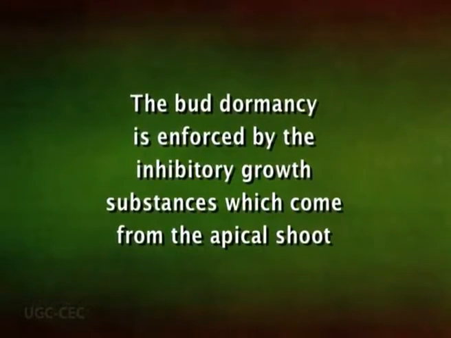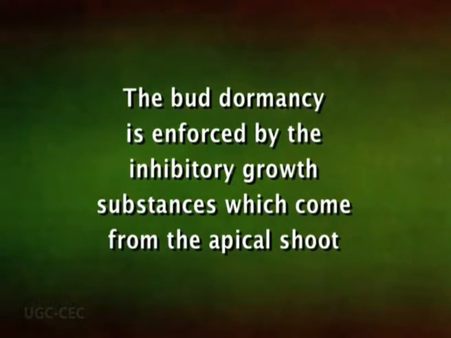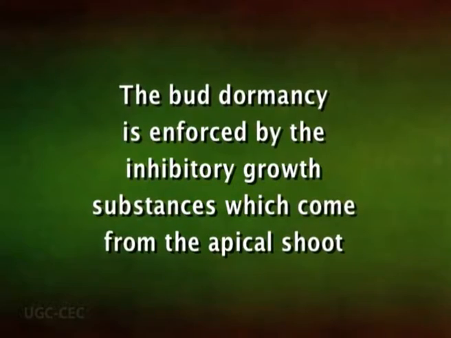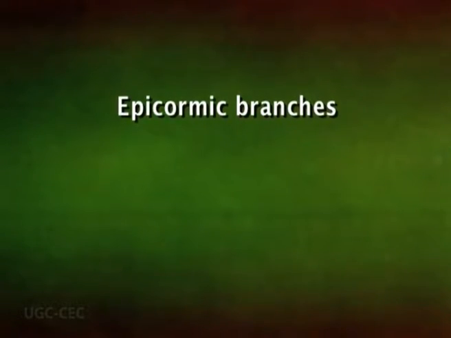The bud dormancy is enforced by the inhibitory growth substances which come from the apical shoot. In the event of damage to the crown, which may interrupt the flow of these inhibitory substances, the bud dormancy is relieved and the buds form new shoots which emerge from the stem. These newly developed shoots or branches are called epicormic branches.